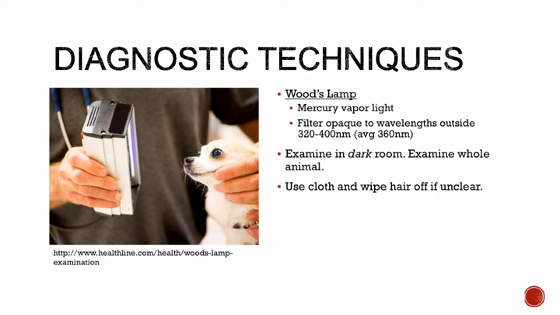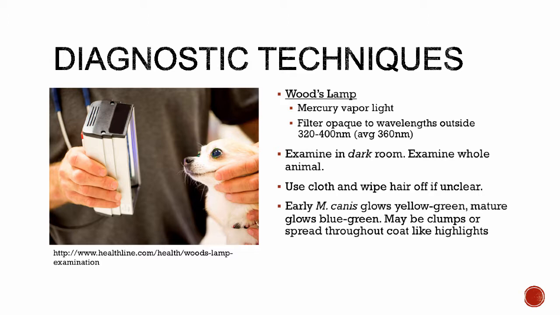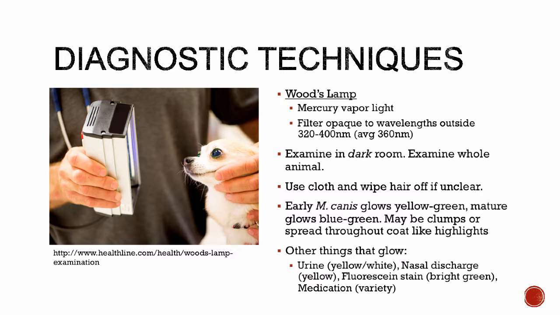Early ringworm, when it's just starting, glows more of a yellowish green, and later ringworm glows a bluish green. So you can see both of these, or anywhere on that spectrum, for M. canis in particular, with a Wood's lamp. And if you catch it, that will prevent the ringworm from spreading to other animals in your shelter, because you'll know what to do with that animal. There are a lot of other things that glow, though, so you want to be careful.